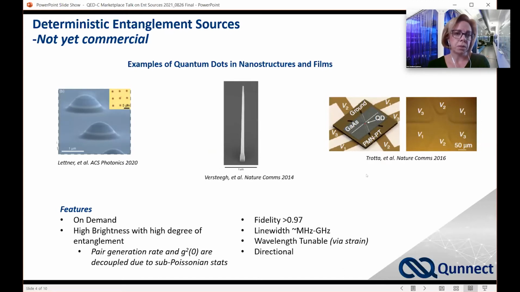And what's nice about deterministic sources is that they're on demand. And that's, of course, useful for being able to use them in technological experiments and applications. Also, something that's very interesting is that they're capable of having high brightness also with a high degree of entanglement, because the pair generation rate is decoupled from the G2. And all of that's useful to us in terms of thinking about how sources should be in the future.